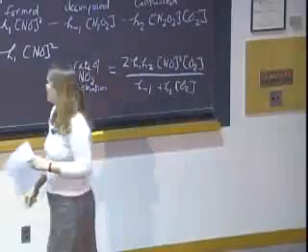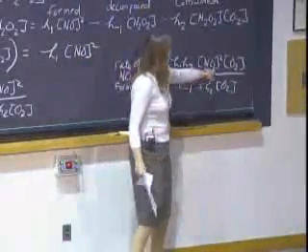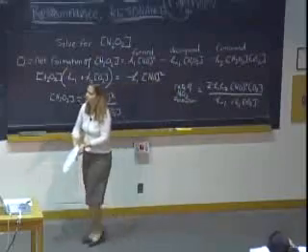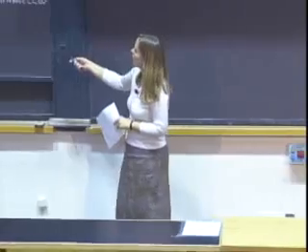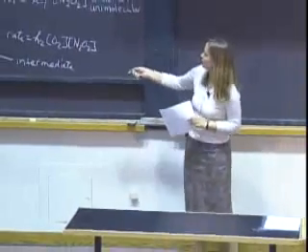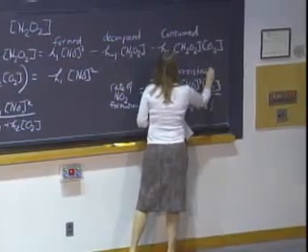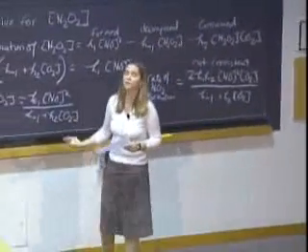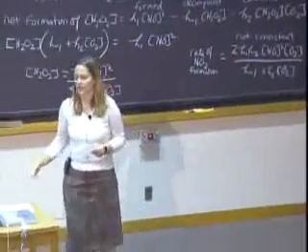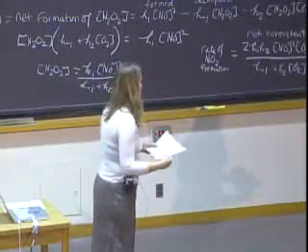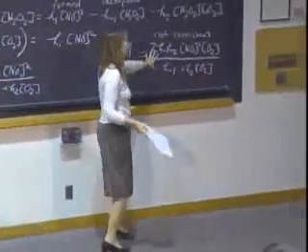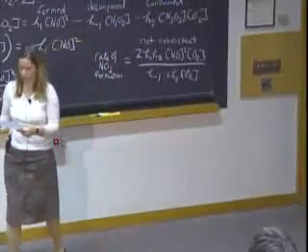But that's not consistent. We have NO squared and 2 O2 terms, whereas in our observed experimental law, there's only one term for O2. So that's not consistent. So something is wrong. So this is not consistent. So there must be fast and slow steps. If there are fast and slow steps, then we can simplify this equation and make it like the experimental equation.